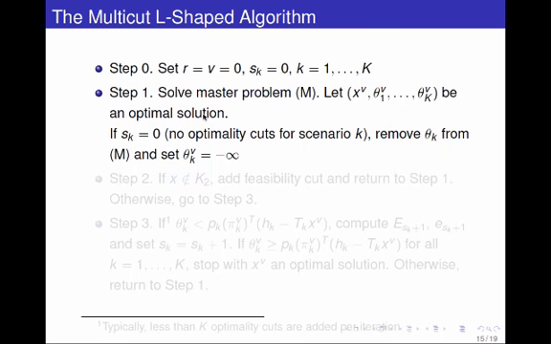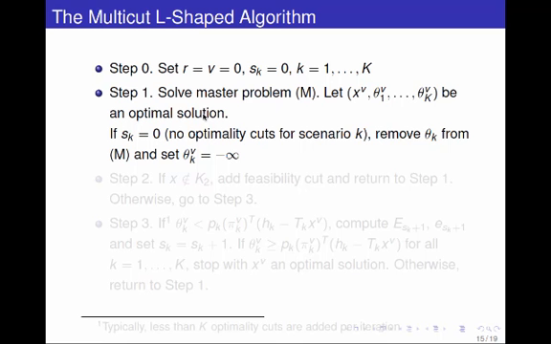Is it possible that this can happen after the first iteration of the multicut L-shaped method? How can you have no optimality cut yet for some scenario and have an optimality cut for another one? Can it happen in iteration one? In iteration one, we don't have optimality cuts for anybody.